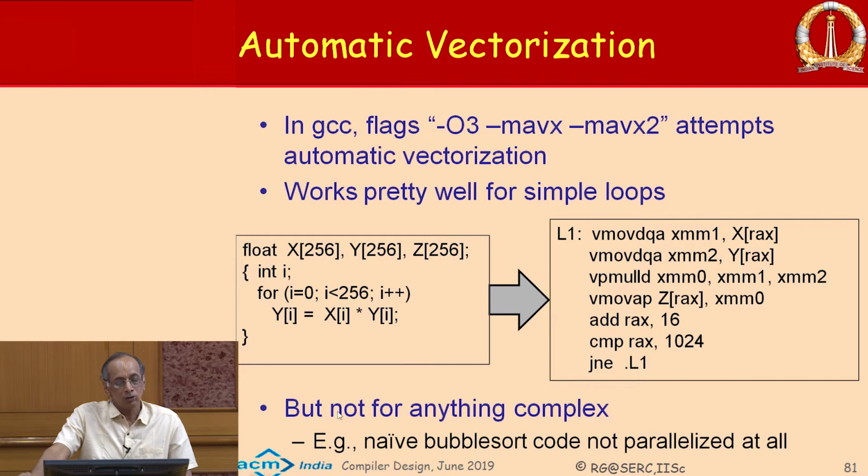Let me give you the example of automatic vectorization before I go to other methods of doing this. Here I have 3 arrays x, y and z, each 256 elements, and we are basically trying to perform some kind of element wise product operation on this. Y of I is equal to, well, I should have said z of I, but it doesn't matter.